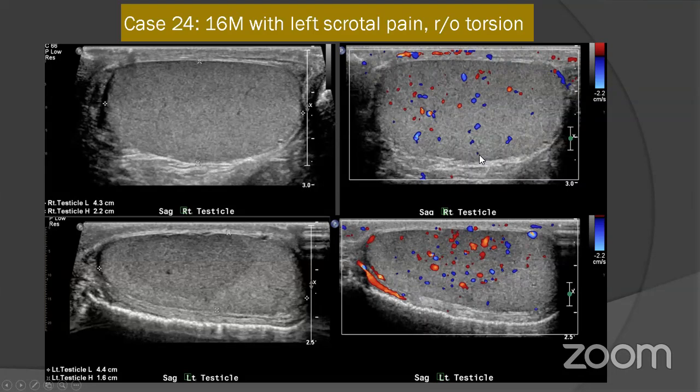Now, this patient is a 16-year-old male with left-sided scrotal pain. And this is the right testicle, which is normal. You can see the normal right testicle. In the bottom row is the left testicle. And what you're seeing is a subtle hypoechoic ovoid area within the left testicle. And this is showing increased vascularity. So what are your thoughts?